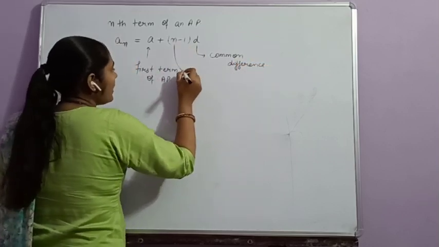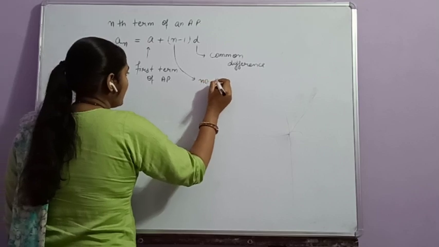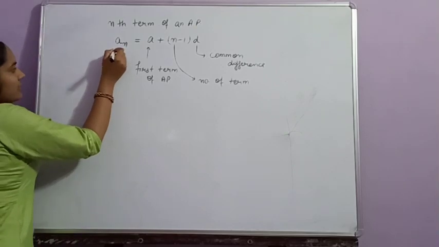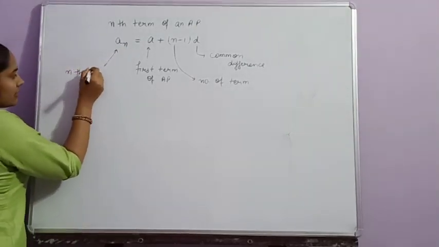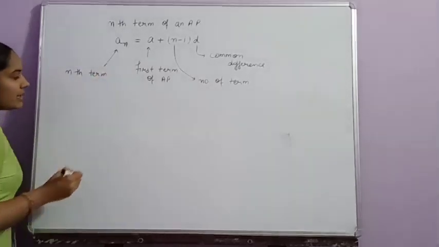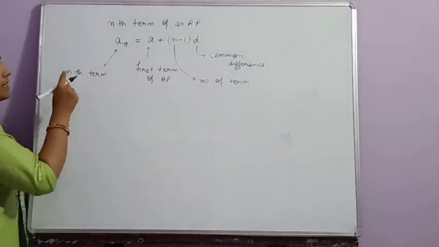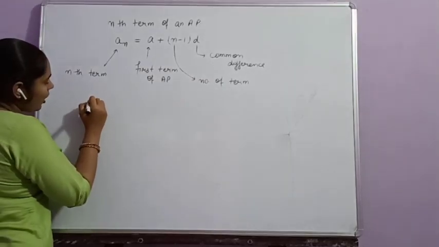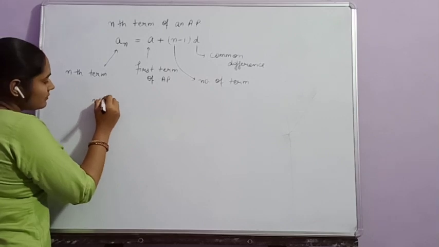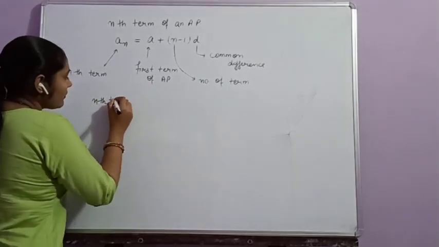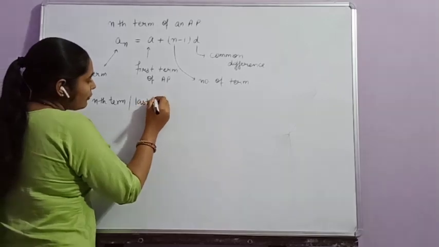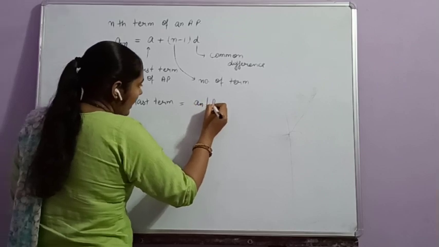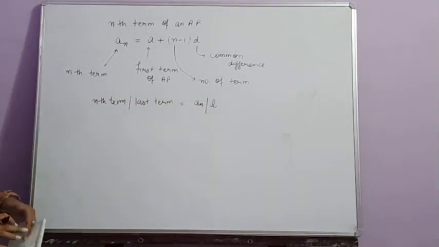And n is the number of terms, and an is the nth term. Sometimes an is also represented by small n. You can see that the nth term or last term, if it is the last term of a given AP, is represented by an or by n. Clear?